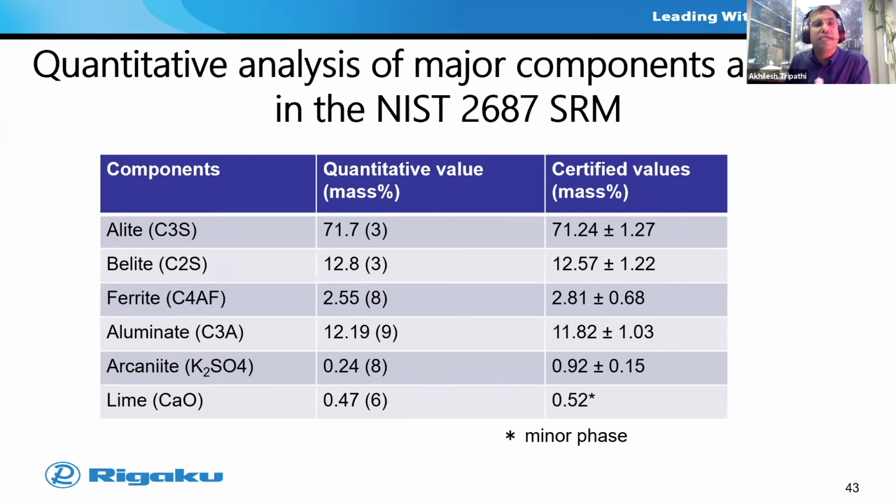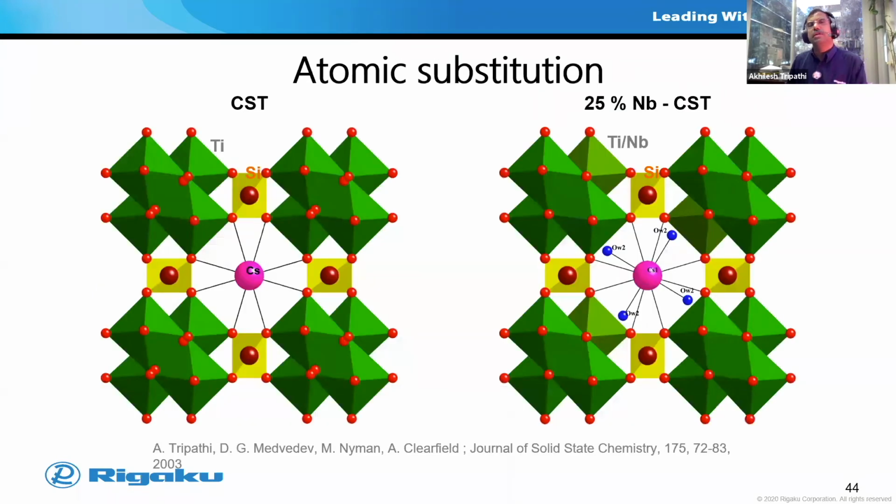Look at the fifth column, arcanite, potassium sulfate. So here, that's some sort of difference you can expect. But this is, in our language, a minor or a trace phase, and these types of differences between the actual and the real are easily visible.